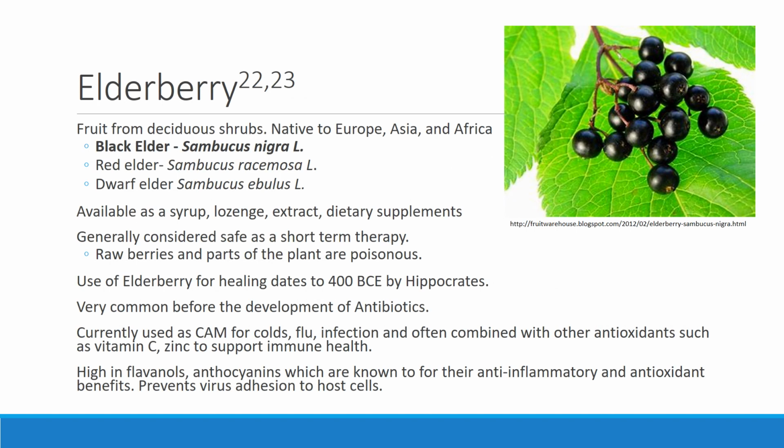The second alternative therapy I reviewed was elderberry. Elderberries are the fruits of deciduous shrubs of the elder family. The shrubs are native to Europe and parts of Asia and Africa. The 3 most common types are the black elder, red elder, and dwarf elder. Elderberry can be purchased as a syrup, lozenges, extracts, and dietary supplements.